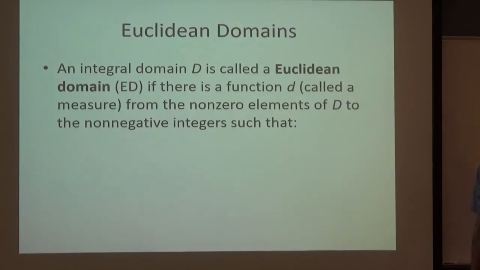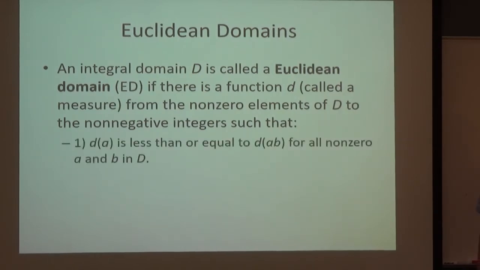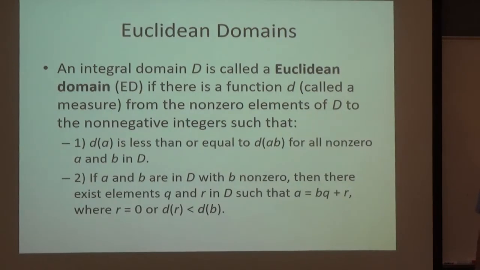An integral domain is a Euclidean domain if there's a function d, called a measure. We talked about this on Wednesday. It goes from the non-zero elements of D to the non-negative integers, with a couple of properties. Basically these properties, the second one especially, effectively say you can do the division algorithm in Euclidean domains. d is a generalization of the absolute value of a number and the degree of a polynomial. And this should look like the division algorithm here.